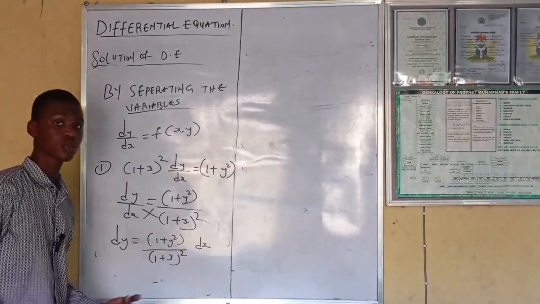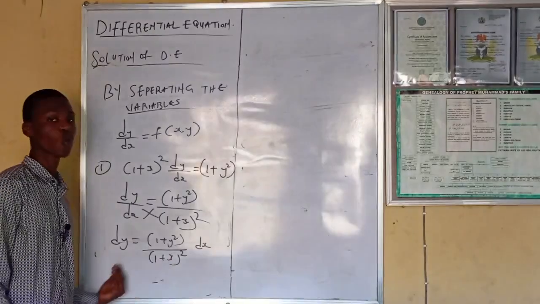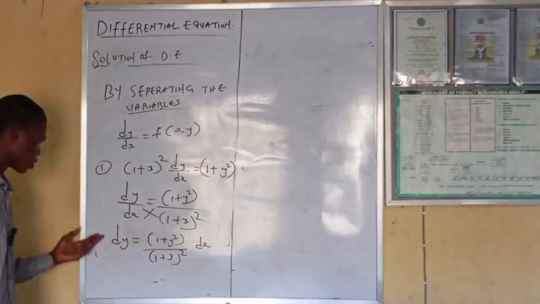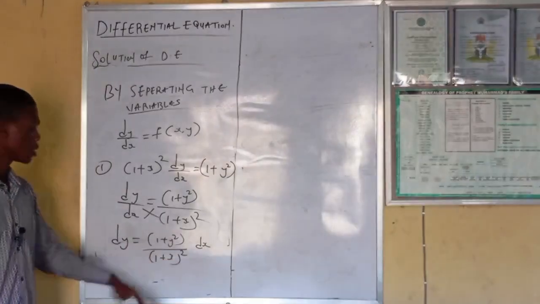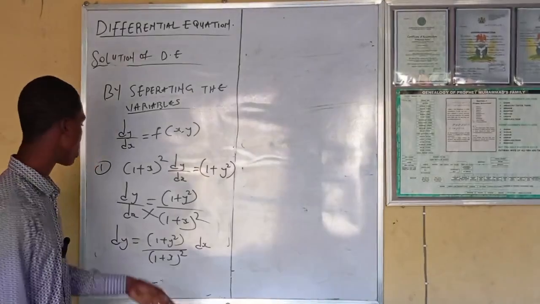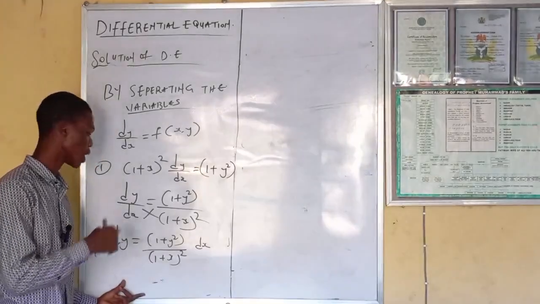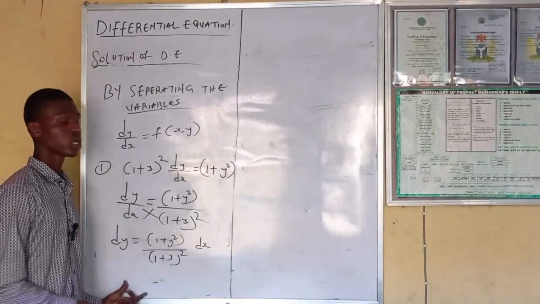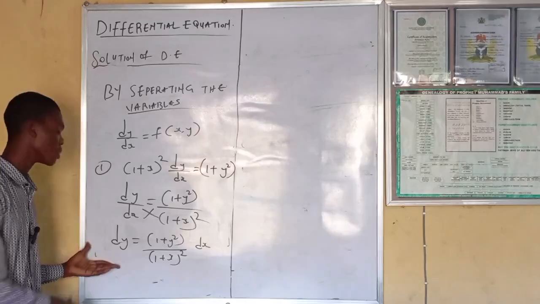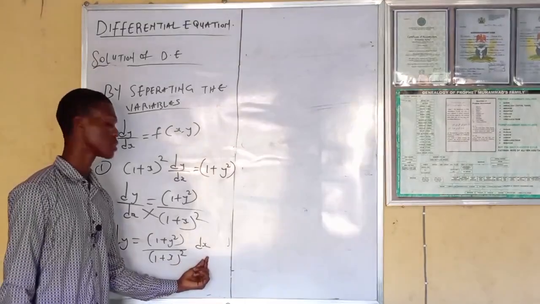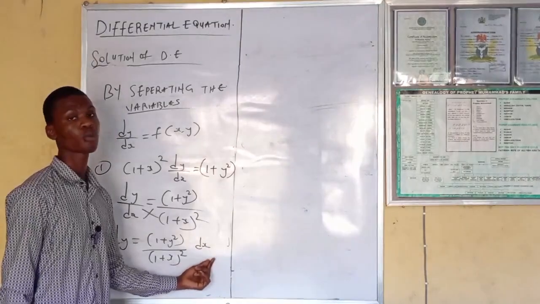From here, don't forget, you want to isolate the function of y from x. How do you do that? From here, you've gotten dy to be this. What you can do to isolate the function of y from x is to multiply both sides by the reciprocal of 1 plus y squared. Meaning multiply the left hand side by 1 over 1 plus y squared, and also multiply the right hand side by 1 over 1 plus y squared.